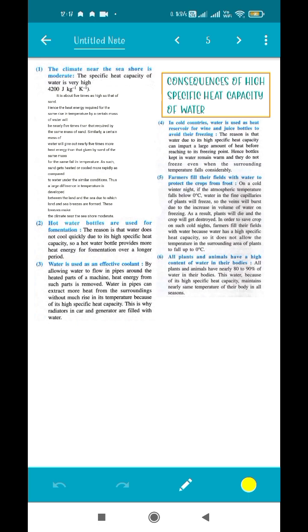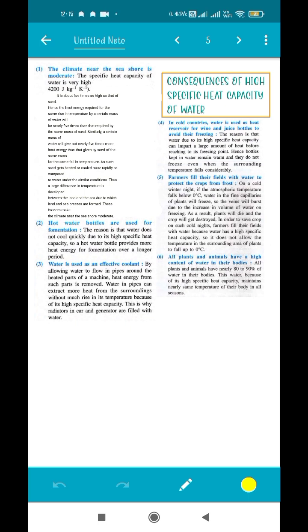Farmers fill their fields with water to protect the crops from frost. During the winter season, when there is a chance of frost, farmers will fill their fields with water. Again, the same reason, high specific heat capacity of water. What happens? There is water in the capillaries of plants, so that can freeze, and if it freezes, the veins which are there inside the plants will burst open and the plants will die. But what happens if water is present? Again, the same thing. Water will freeze, but it will not allow the surrounding areas to freeze.